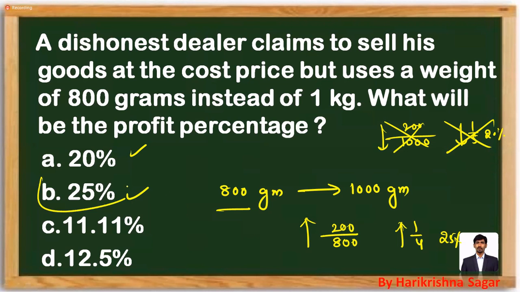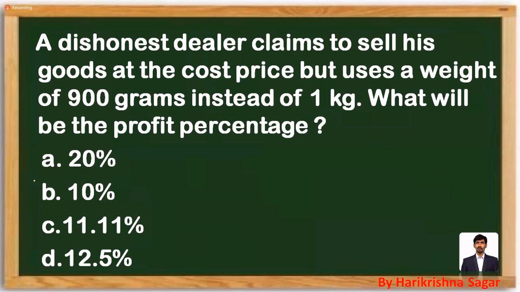So mark your answer choice as option B. So look at the next question. A dishonest seller sells his goods and uses a weight of 900 instead of 1000. That means the false weight is 900 and the true weight is 1000.